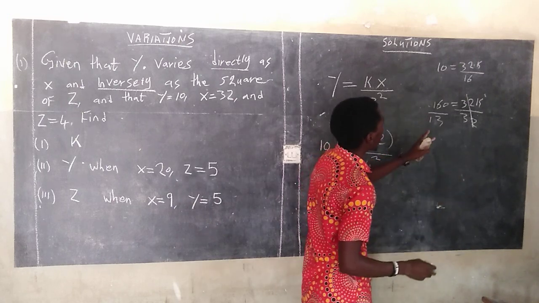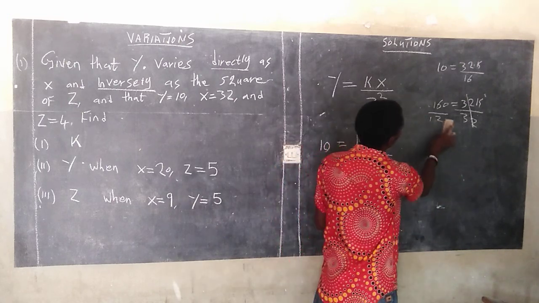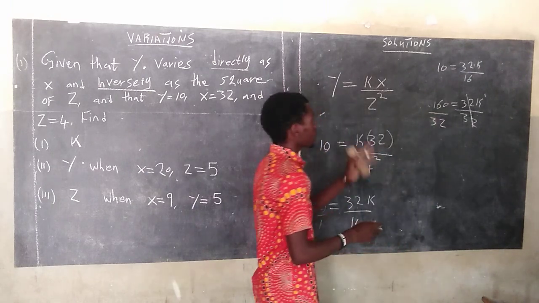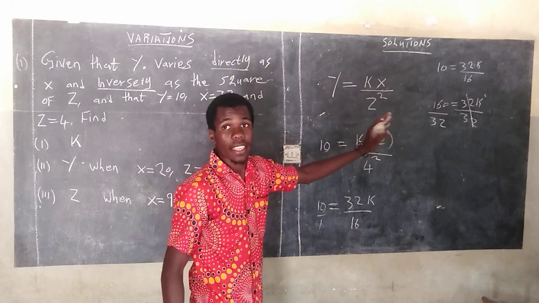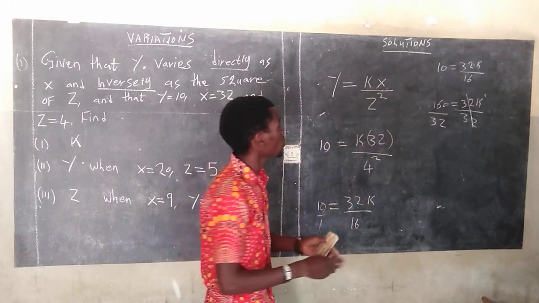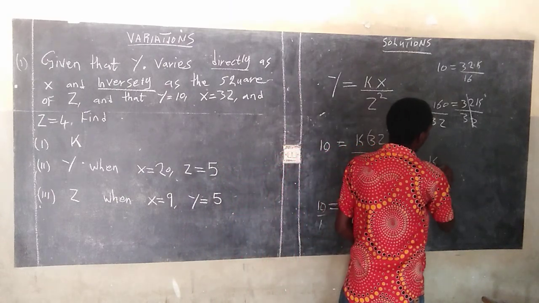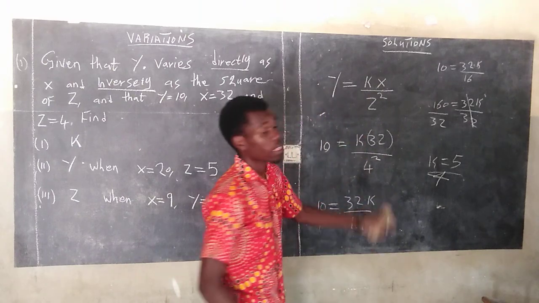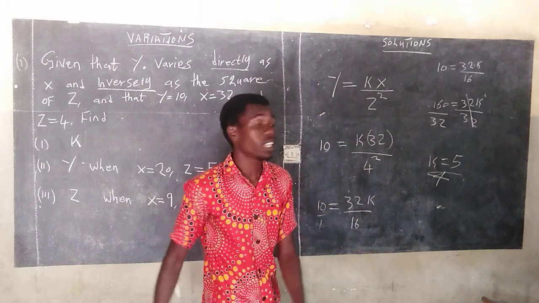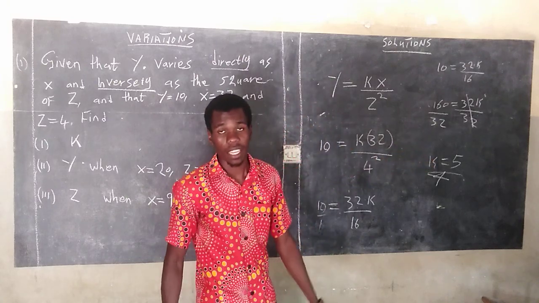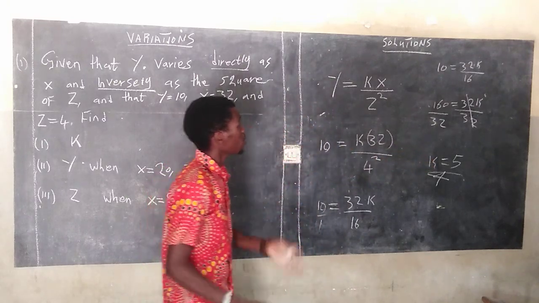Now this is 32. What is 160 divided by 32? This gives us k is equal to 5. 160 divided by 32 is equal to 5, so 5 is the value for k.